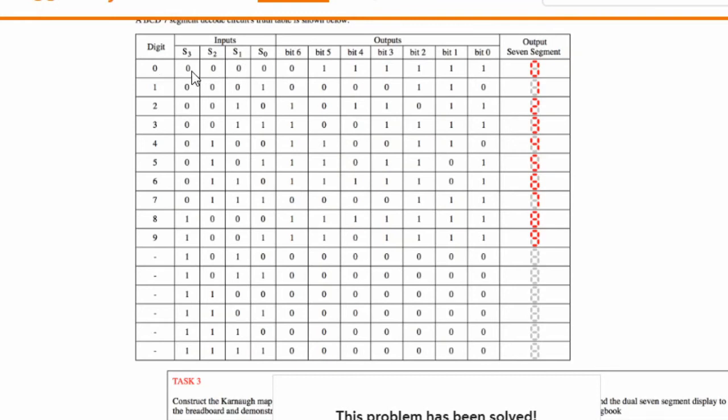Now look at this. The 4 inputs 0000 should result in all the outer segments being on. So this controls, by giving these 4 inputs 0000, all these segments from 0 to 5, to display the number 0.